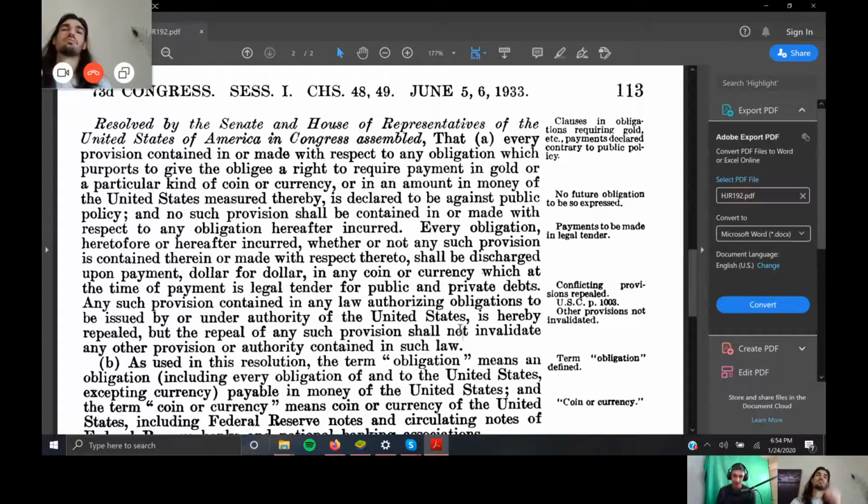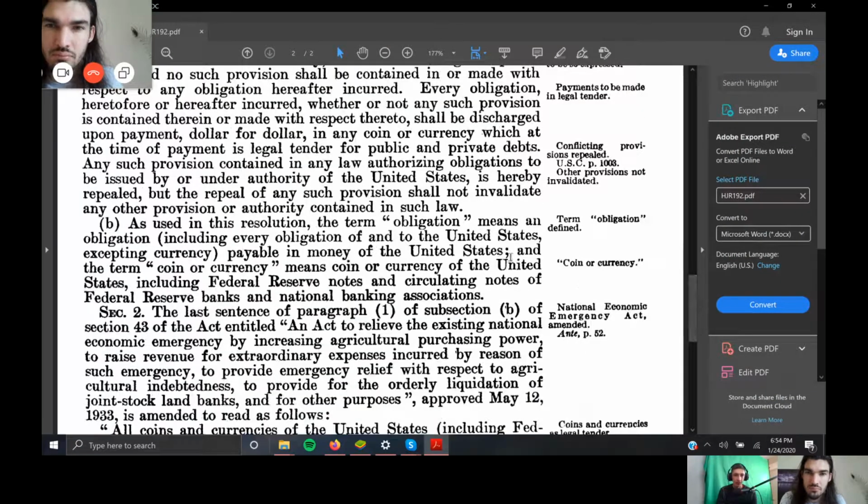You can audit them. As used in this resolution, and they define this too, the term obligation means an obligation payable in money of the United States, and the term coin or currency means coin or currency of the United States, including Federal Reserve notes and circulating notes of Federal Reserve banks and national banking associations. So that means coin or currency includes dollar bills. It includes these Federal Reserve notes. It also includes bonds. It includes gold and silver.